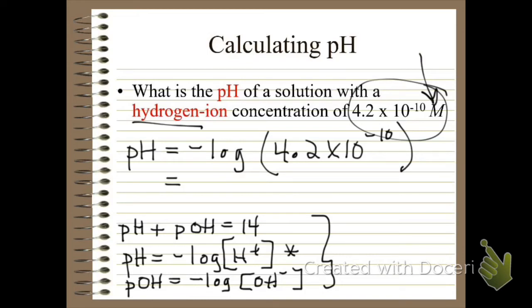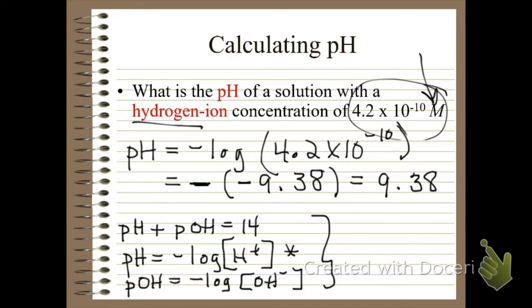Now it's simply using our calculator, and we find the log of 4.2 times 10 to the minus 10 using our calculator is negative 9.38, but don't forget we have to take the opposite of our log, and so the pH of this solution is 9.38. I will point out, because of the way logs are calculated, if we have 2 sig digs in our molarity, we always give one more in the pH calculation.